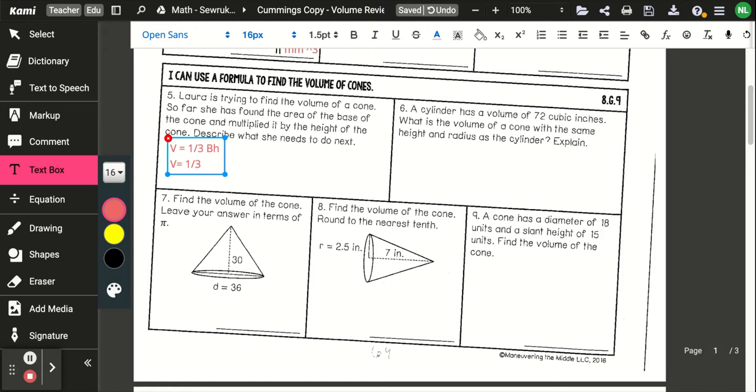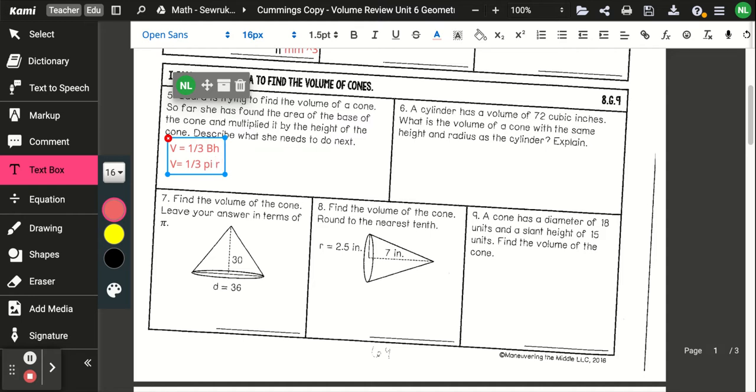Let's see if I can do the symbol. Okay, but dang it, it's not standard. So I'm just going to write pi. I wish there was a symbol. You guys should write the pi symbol on yours.